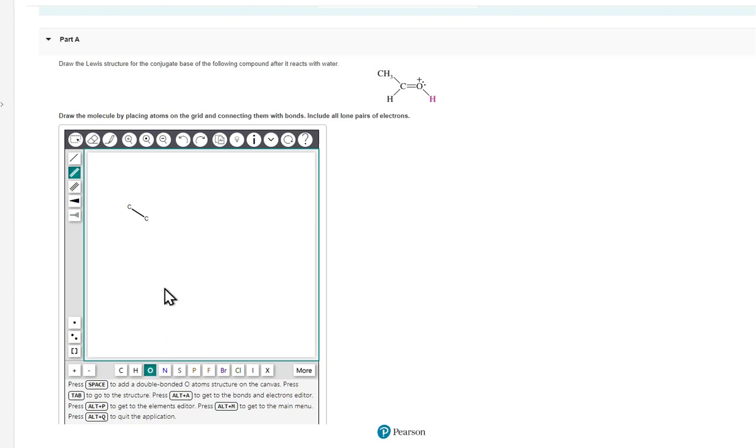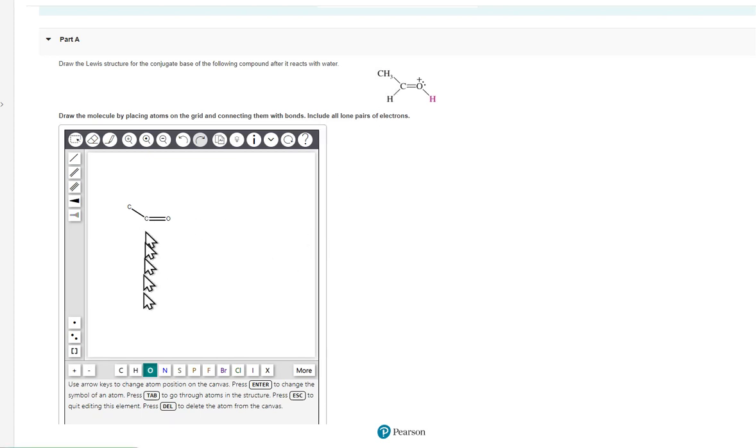oxygen. You know what, I'm afraid it's going to change that C. Let's just put the double bond here. That'll work. And then let's use this to move it to the configuration we want. And then I want to change the C to an O. Okay, that probably was not necessary. Okay, there we go. And then I just need a hydrogen hanging off down here.